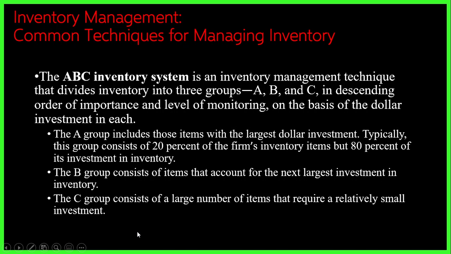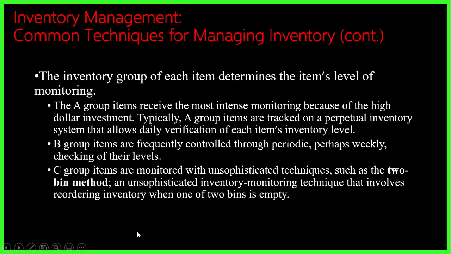In between group A and group C, you now have the B group. It's the next largest investment in the inventory. Now take note, this depends from one entity to another. Kunyari yung alak na example natin kanina, your wines and liquors, no? In some companies or in some entities, this could be classified as A companies or A inventories. But for some, maybe this is just part of the B group. Okay po? Now, let's continue.